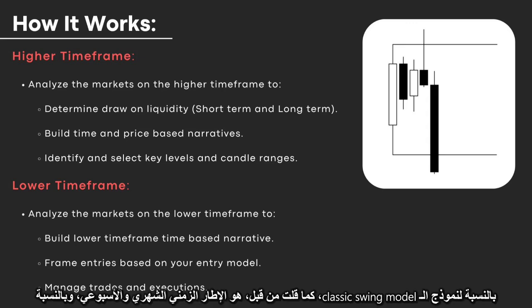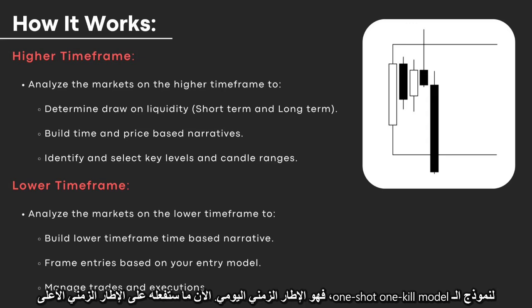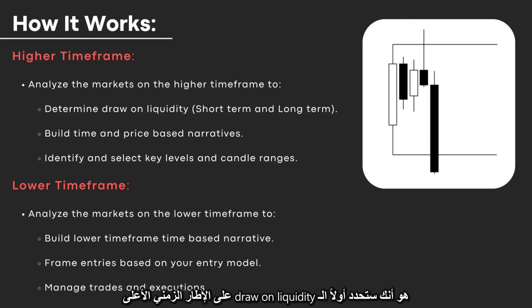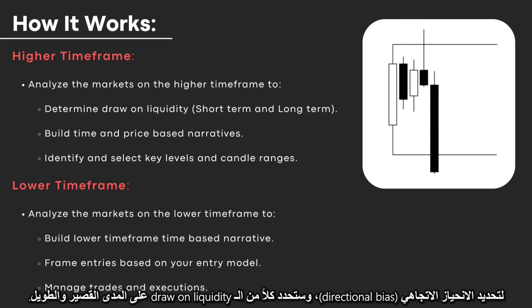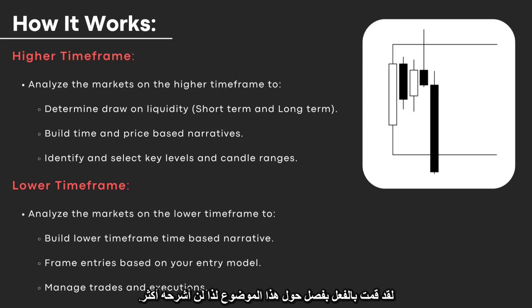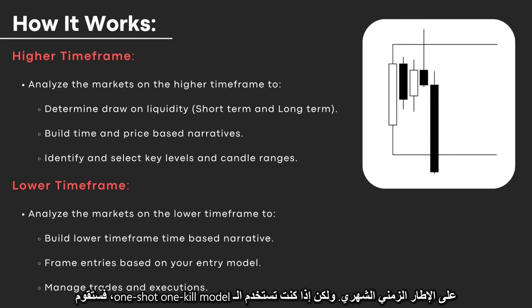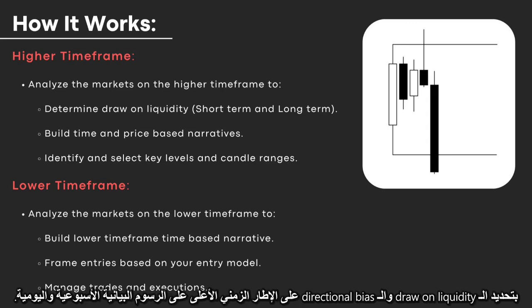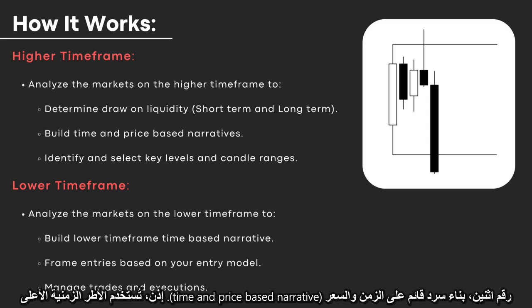For the classic swing model, as I said before, it's the monthly time frame and the weekly. And for the one shot, one kill model, it's the daily time frame. Now, what you're going to do on the higher time frame is that you're going to, first of all, determine the higher time frame drawn liquidity or the directional bias, and you're going to determine both your short-term and long-term drawn liquidity. Now, I've already made a chapter on it, so I'm not going to explain it further. So if you are using the classic swing model, then you're going to determine your directional bias on the monthly time frame. But if you're using the one shot one kill model, then you're going to determine your drawn liquidity and higher time frame directional bias on the weekly and daily chart.